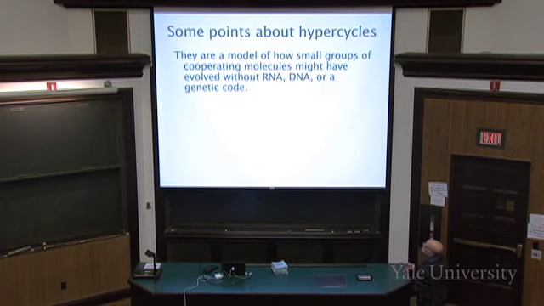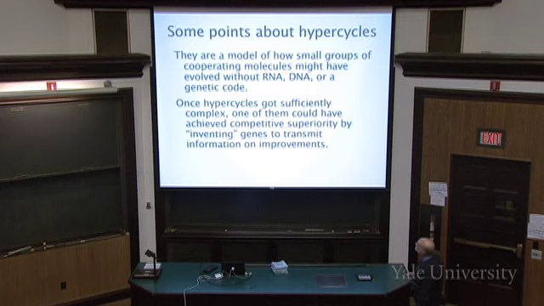So, these things are a model. Okay, we're not saying that this is what actually happened, but it is a model of how a small group of cooperating molecules might have evolved before there was a genetic code. If we could get them to be sufficiently complex, then they would start competing with each other, and then at a certain point in the complexity, they might invent genes and have a competitive upper hand by then being able to transmit the information on what was working. So that would certainly give them an upper hand in competition.